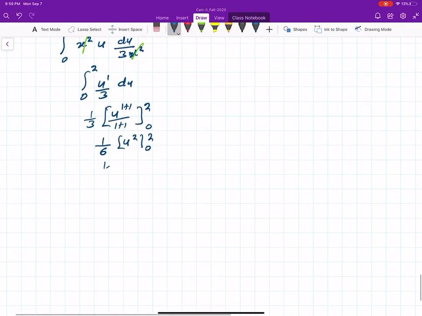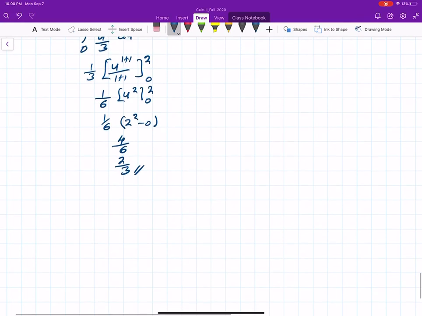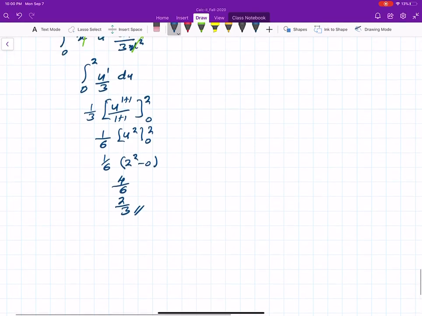Here 1 over 6, apply the upper limit, 2 to the power 2 minus 0. 2 to the power 2 is 4, it is 4 over 6, which is 2 over 3. So that is the solution. All right.